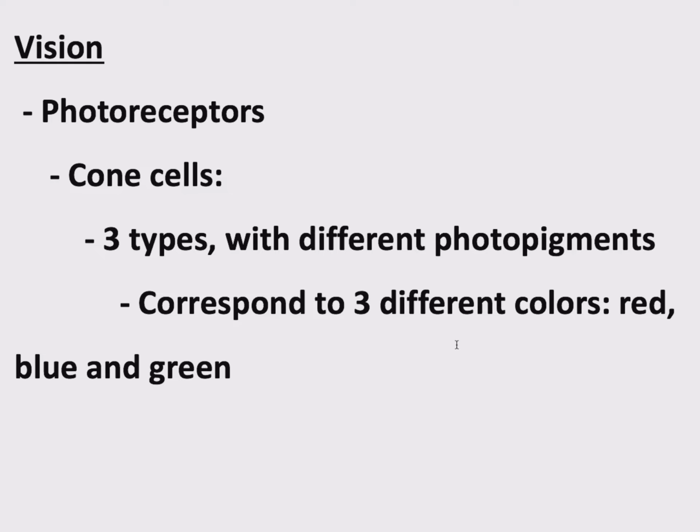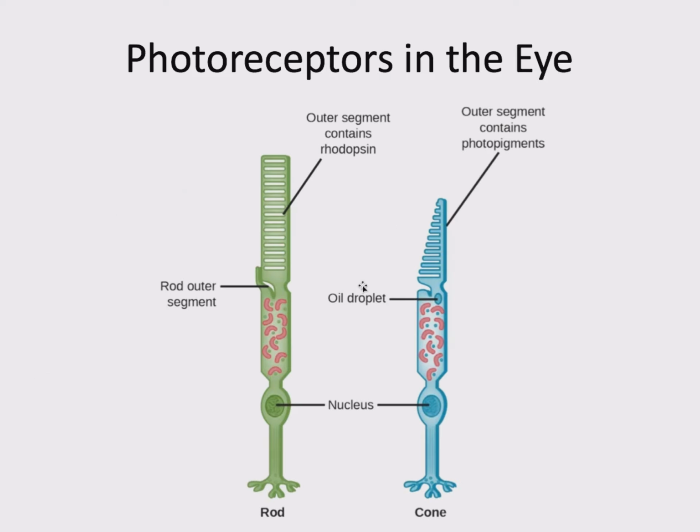If you were to ask a painter or a visual artist what the three primary colors are, they'd probably tell you red, yellow, and blue. But in our eyes, just the way our biology works, the three basic colors are red, blue, and green. Just the different types of cone cells that we have.